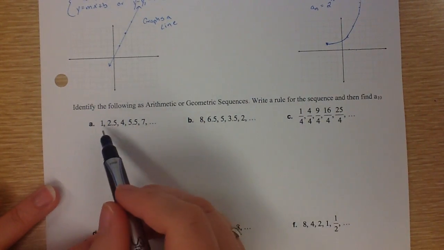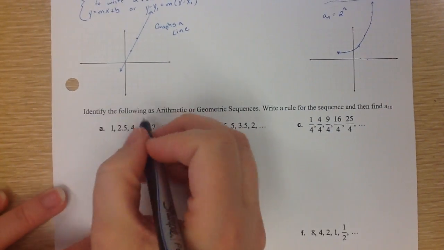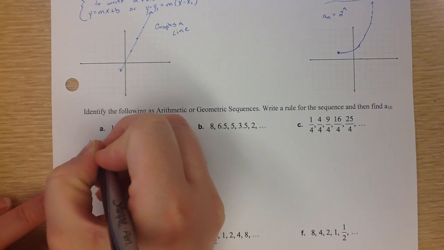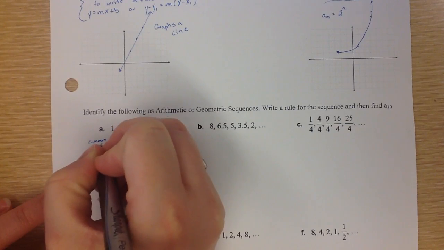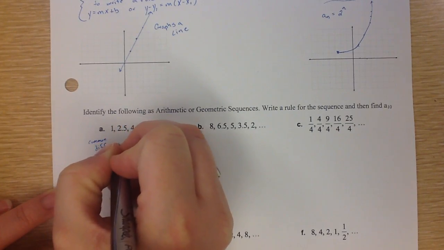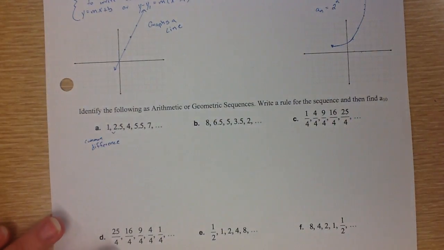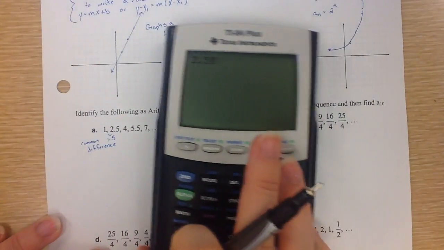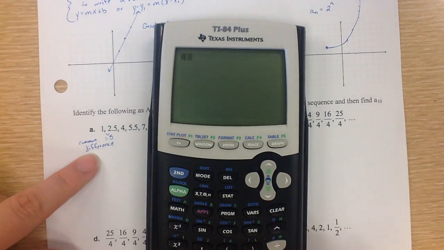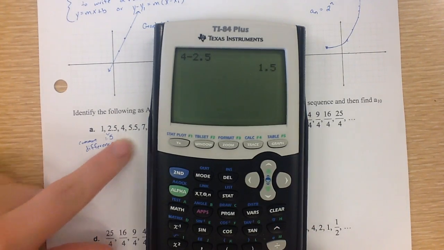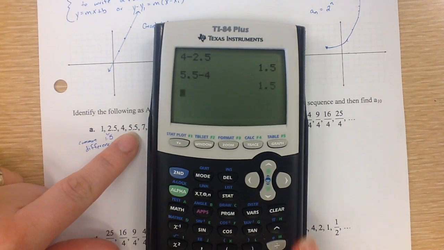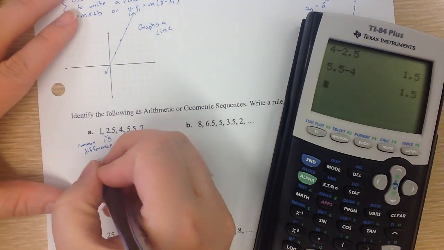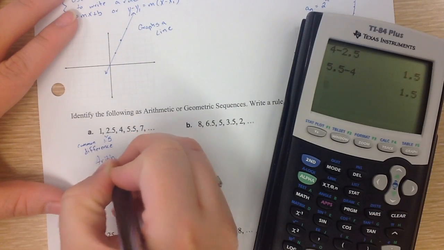Okay, so first let's look at the common difference. So let's see if the common difference holds. So let's subtract. If I take 2.5 minus 1, that's 1.5. Okay, so I'm just subtracting. So let's take 4 minus 2.5. That's 1.5. 5.5 minus 4 is 1.5. So it looks like the common difference holds. So that tells me that this is an arithmetic sequence.